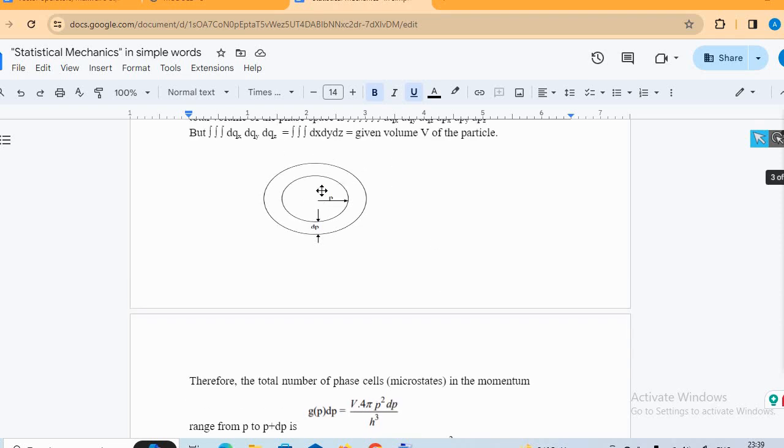So how are we representing this? We initially consider this a cell, and it is expanding. One can think of it as expanding as momentum changes. If you have a sphere like this, its surface area is given by 4 pi p square, and it is expanding in all directions. This expansion is given by dp, expanding dp in all directions. So if you integrate this, you will get the volume. This gives you the idea about the momentum volume.